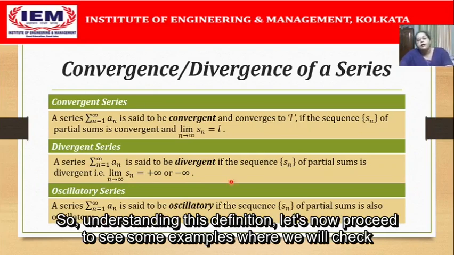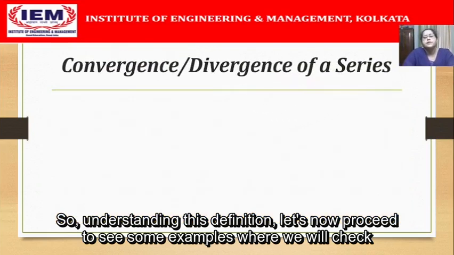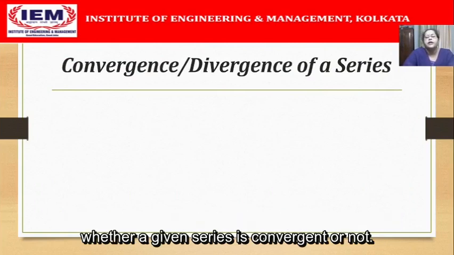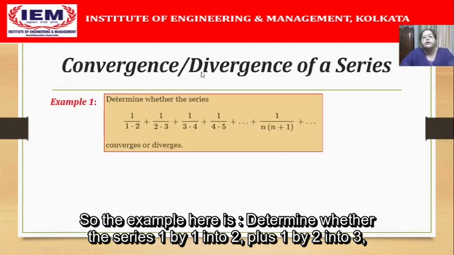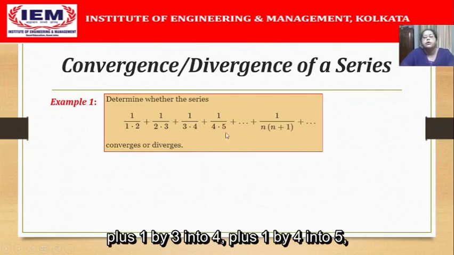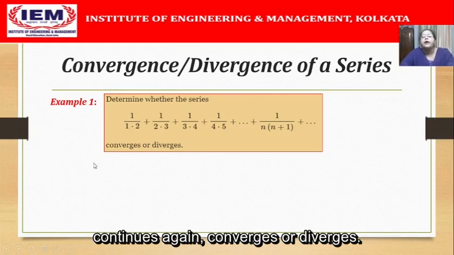So, understanding this definition, let's now proceed to see some examples where we will check whether a given series is convergent or not. So the example here is, determine whether the series 1 by 1 into 2 plus 1 by 2 into 3 plus 1 by 3 into 4 plus 1 by 4 into 5, it continues, plus 1 by n into n plus 1, plus it of course continues again, converges or diverges.